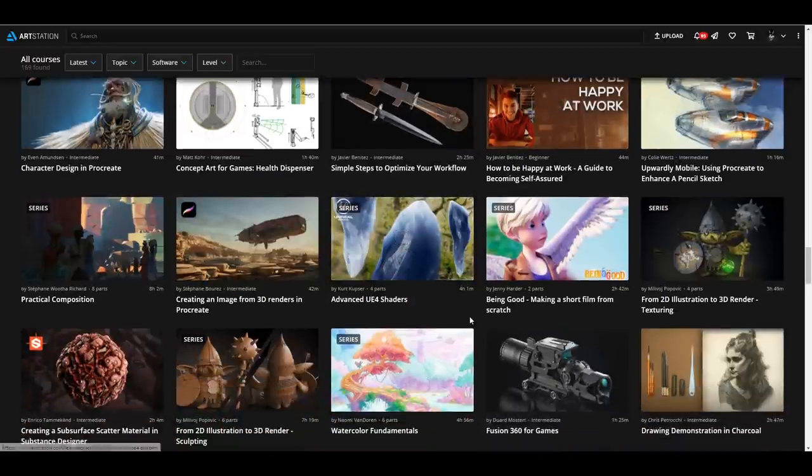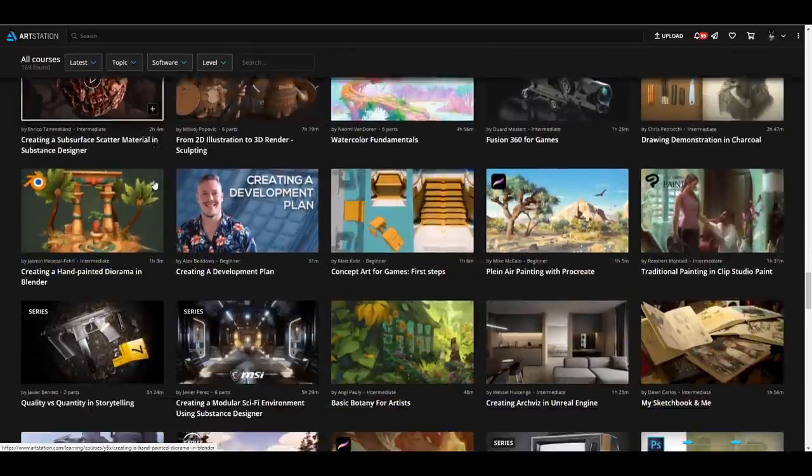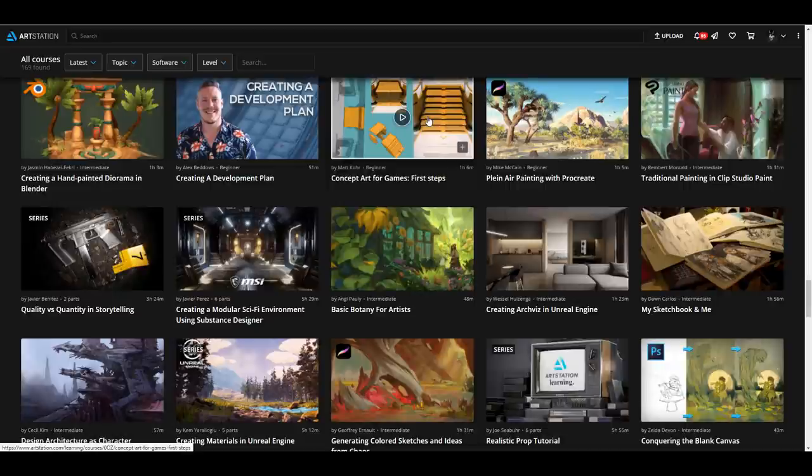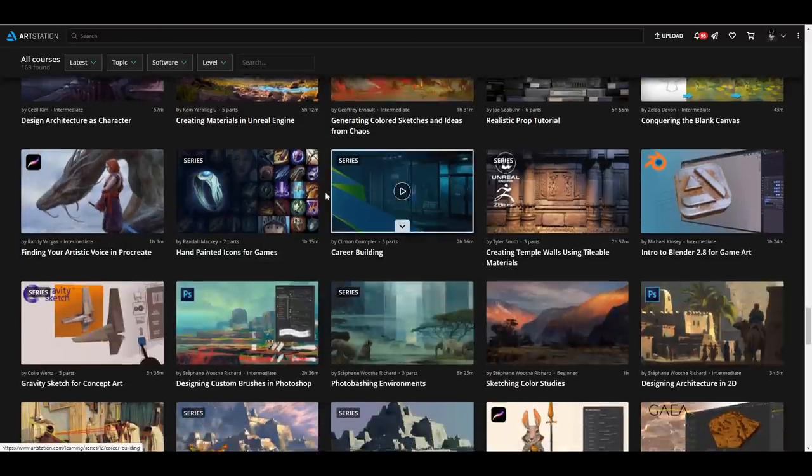And you can see that it's not just tied to 3D courses alone. You can also see some 2D courses right here that deal with Procreate, and also some sketching and some painting and some concept art stuff. So this is by far lovely.